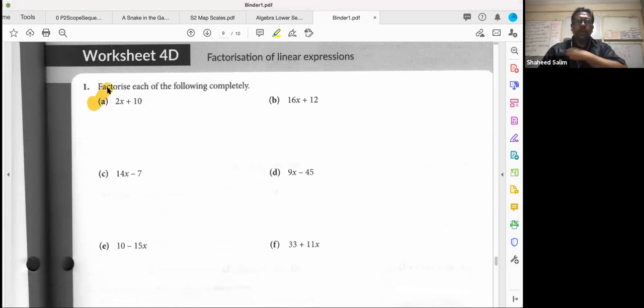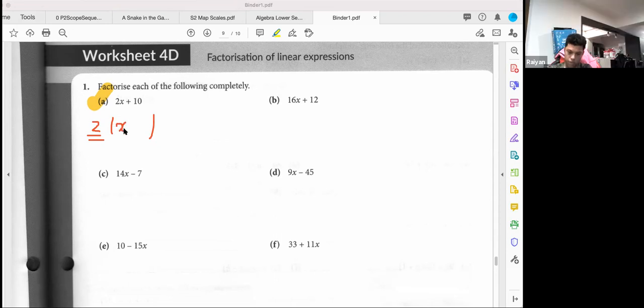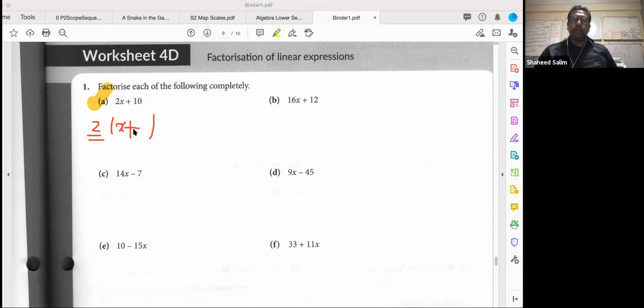You can factorize this one. Take what is common out. What is common out? What number can both numbers be divided by? Divide by 2. Okay, so inside will be what? X minus 5 plus 5. Good. Okay, well done.